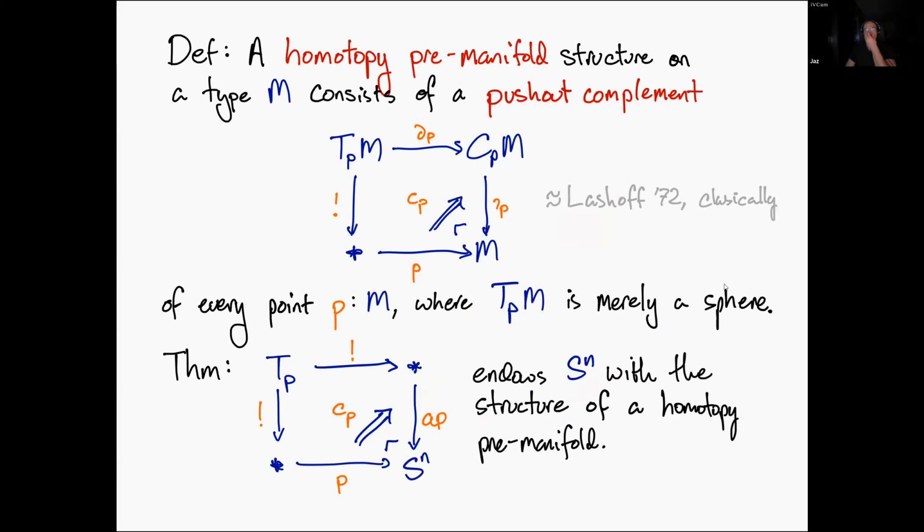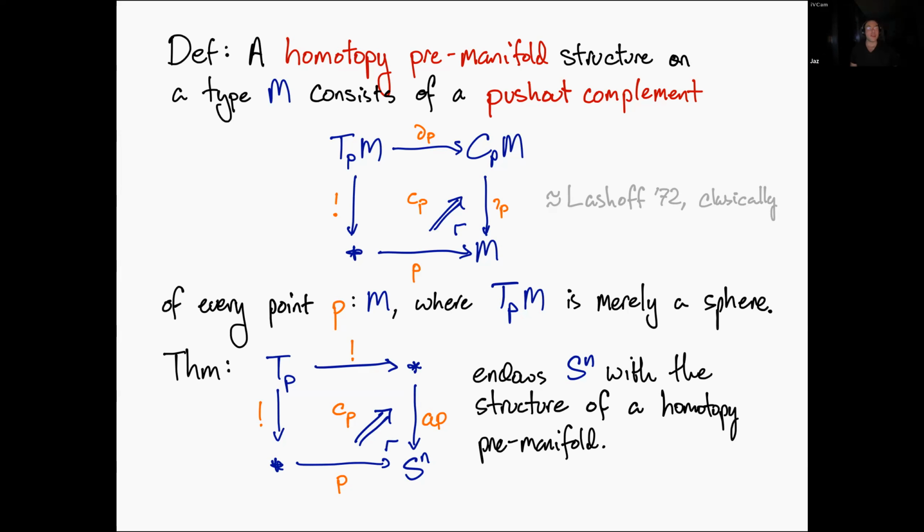And so that leads us to our definition of what I'll call a homotopy pre-manifold. And I'll say why it's a pre-manifold in a bit. So a homotopy pre-manifold structure on a type consists of a pushout complement for every point of that type. So what is this pushout complement? It's not just any pushout complement, I should say, where the map at the back there is merely a sphere. Another way to say this is that a sphere bundle is in fact a tangent bundle in this sense when you can complete this bottom path here to a pushout complement square. Okay.